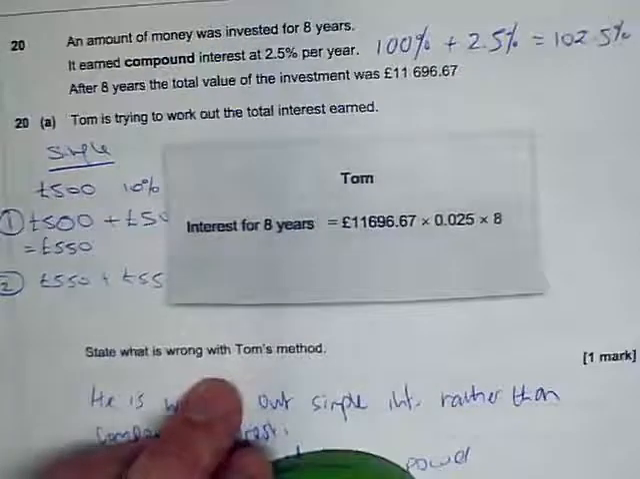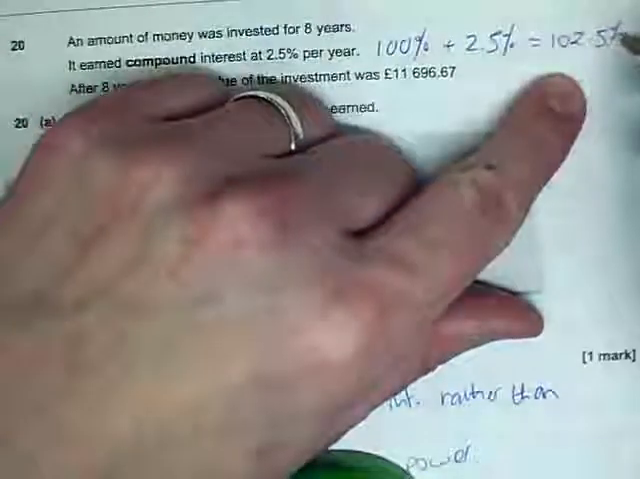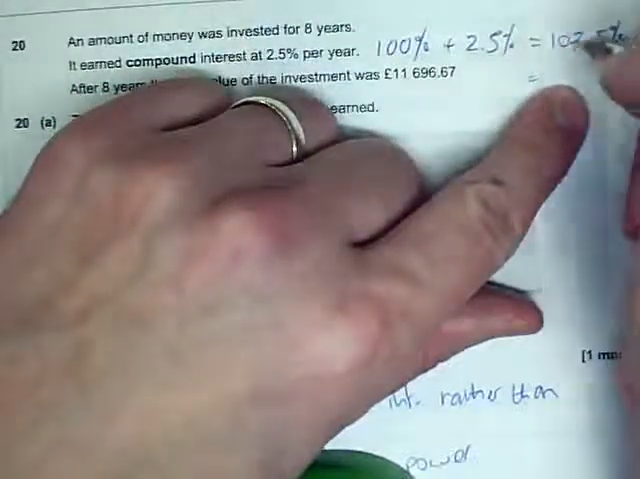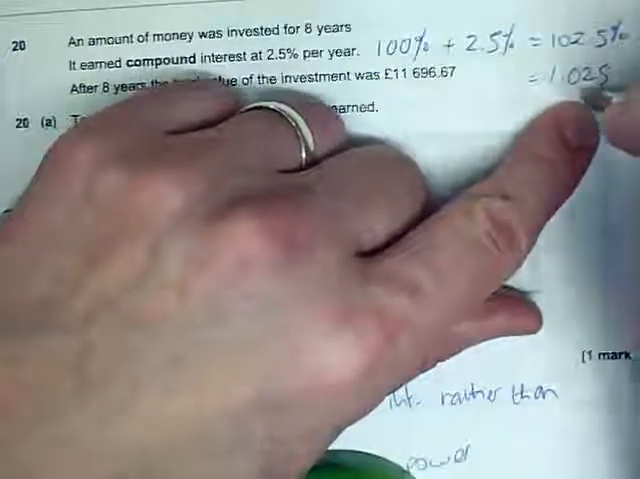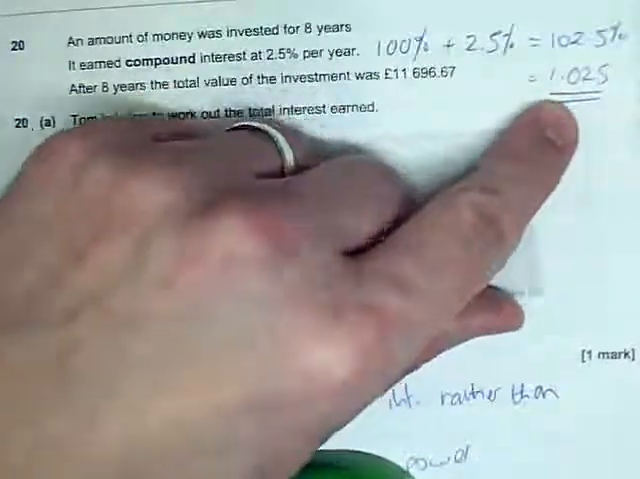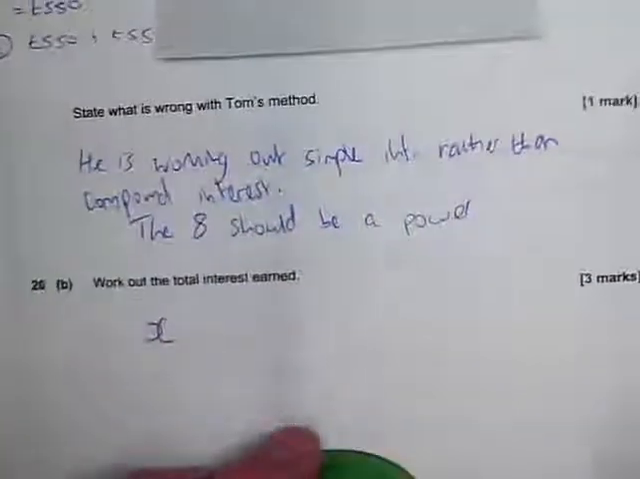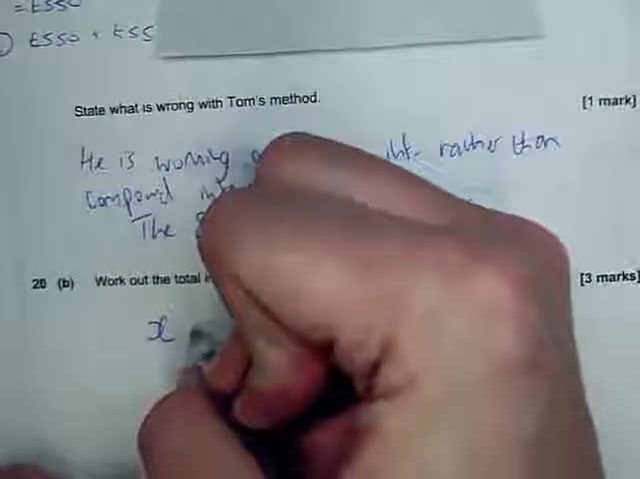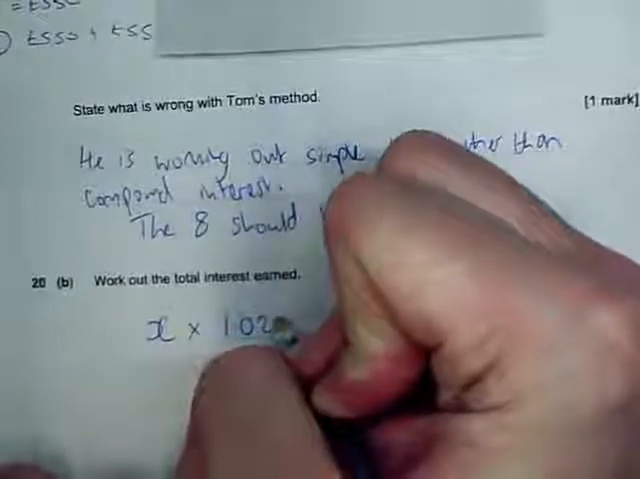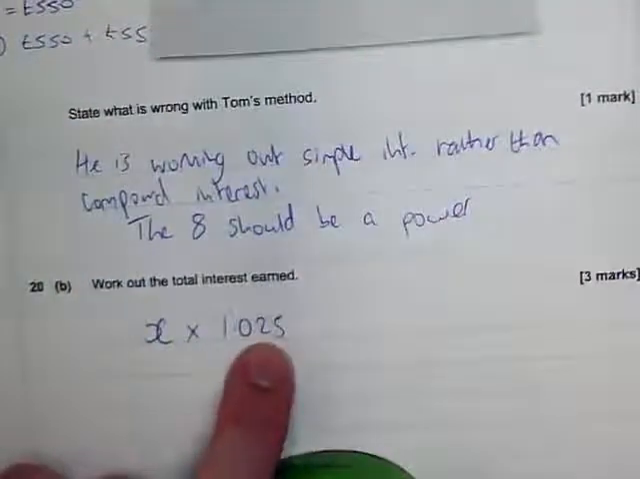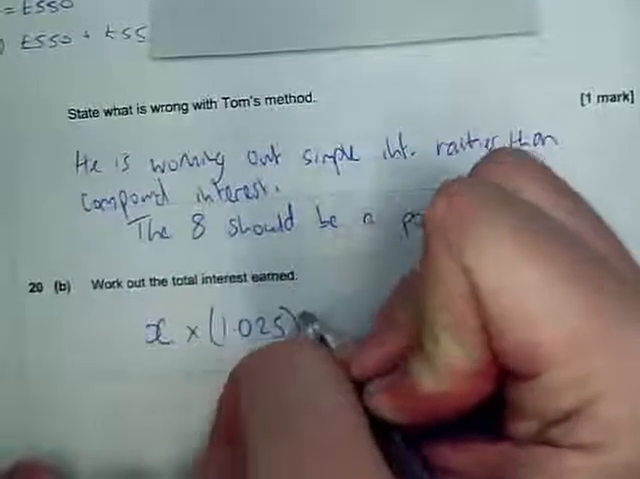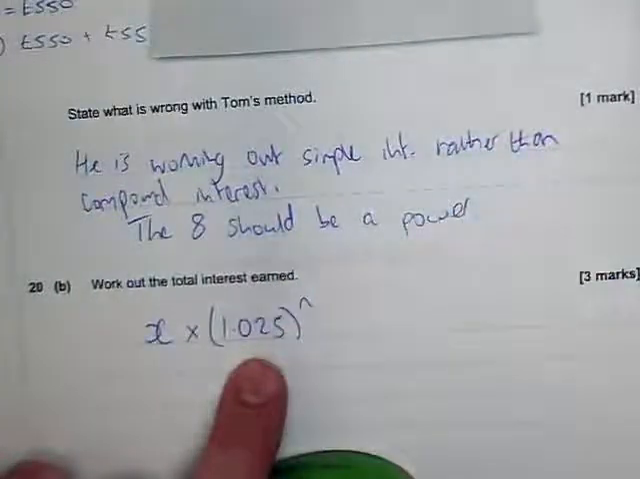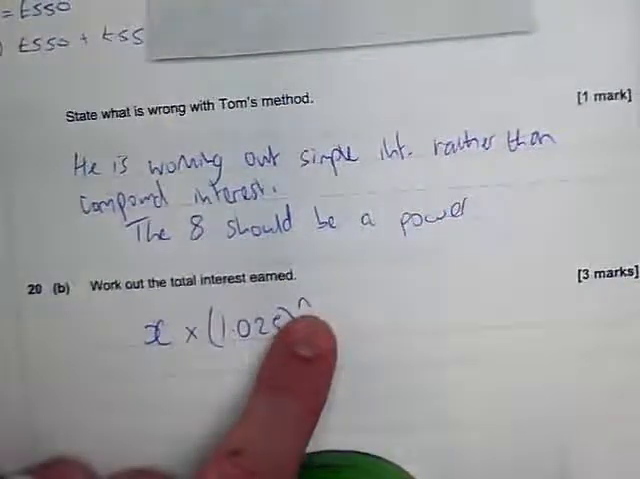and 102.5% means out of 100. So this divided by 100 is 1.025. That is a multiplier. So in other words, if I just do my initial investment, which I don't know, multiplied by 1.025, that will increase it by 2.5%. Now, with compound interest, I need to take that to the power of n, which stands for the number of years.